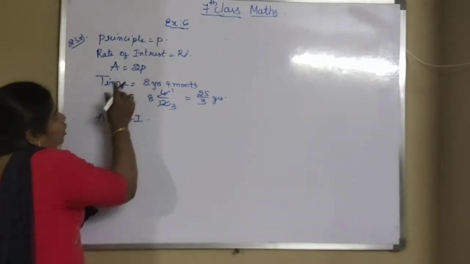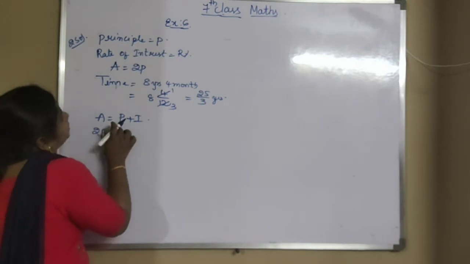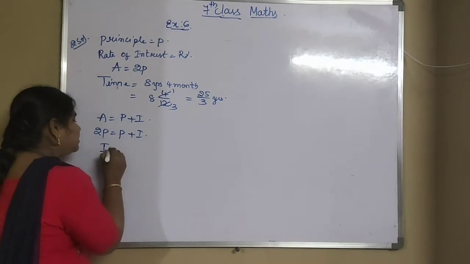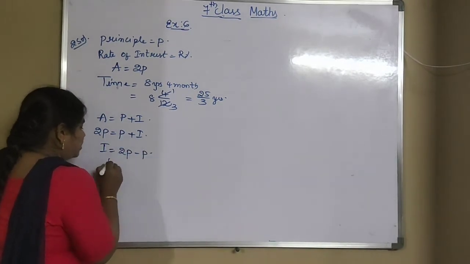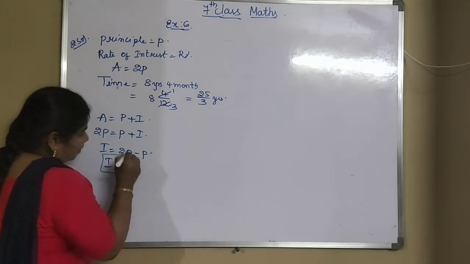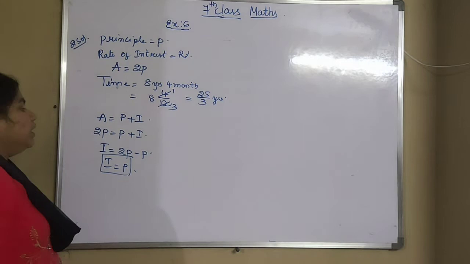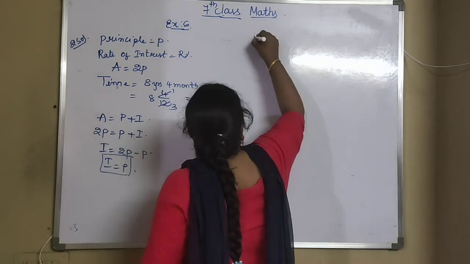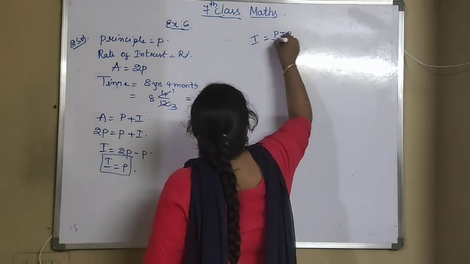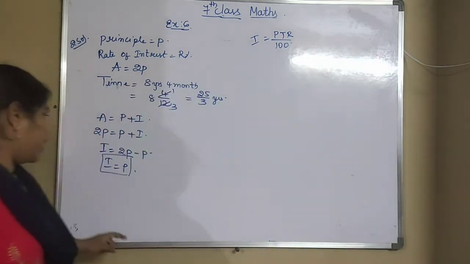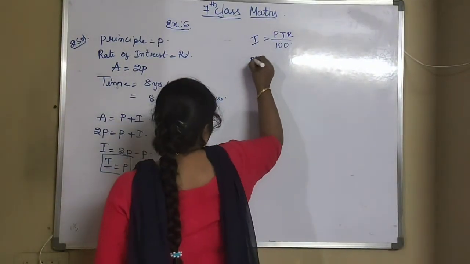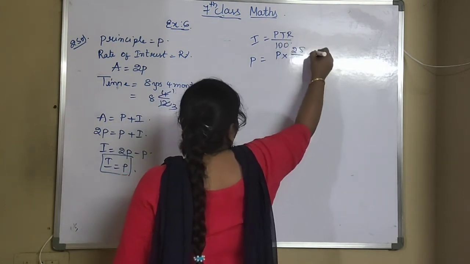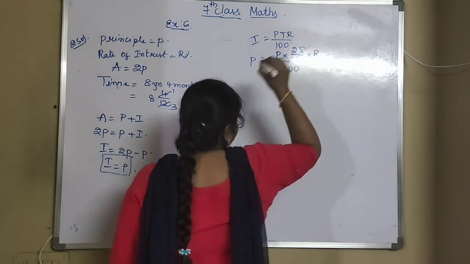The amount value here is 2P, and the principal is P itself, plus interest. I want to find this I, so I is equal to 2P minus P. So the I value is P. Now we are going to find the rate of interest. Which formula are we using? I is equal to PTR by 100. The I value we already have as P. Principal value is P. Time is 25 by 3, into R, which we don't know, so we have to find that.